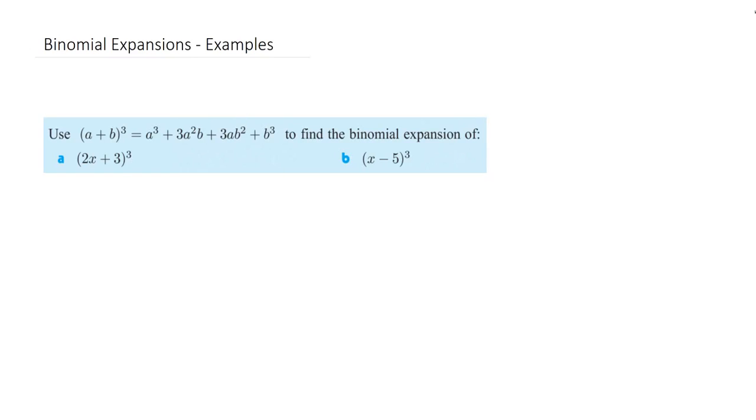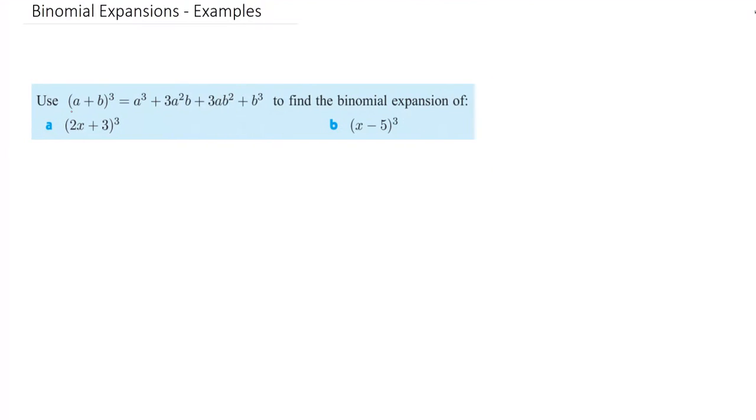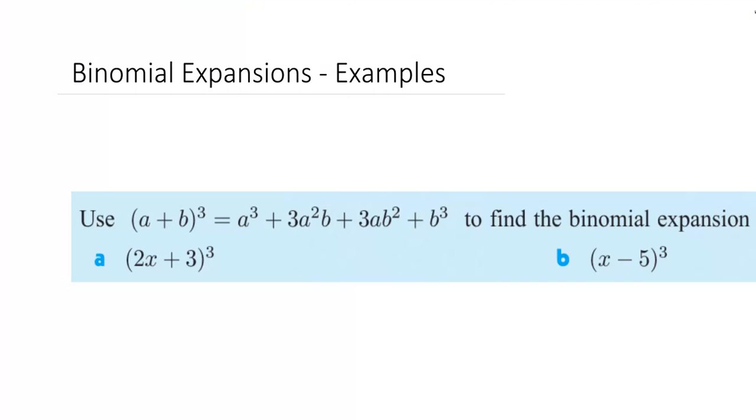So this video builds on the previous one, looking at the relationship between Pascal's triangle and binomial expansions. From that video, we can expand and find things such as (a + b)^3. We saw that that was a^3 + 3a^2 b + 3ab^2 + b^3. Now, we can use that to help us find all sorts of other expansions to the power of 3.